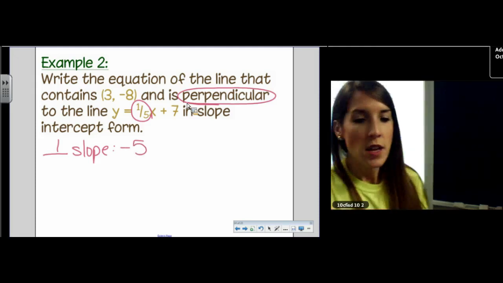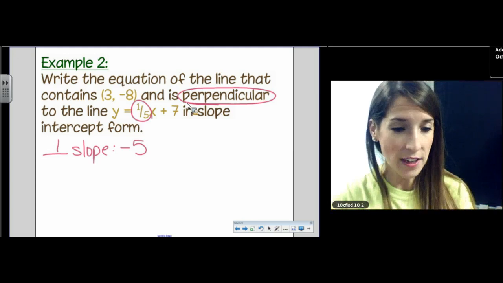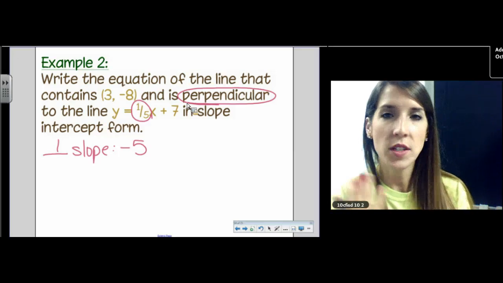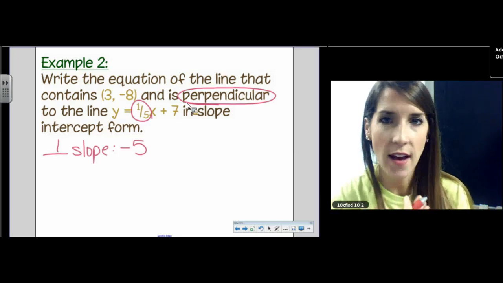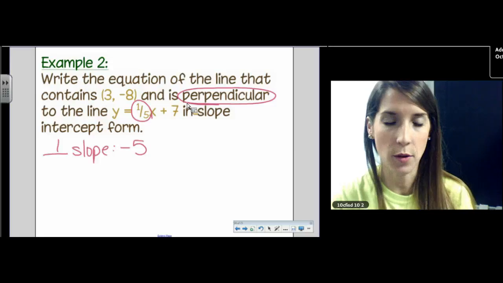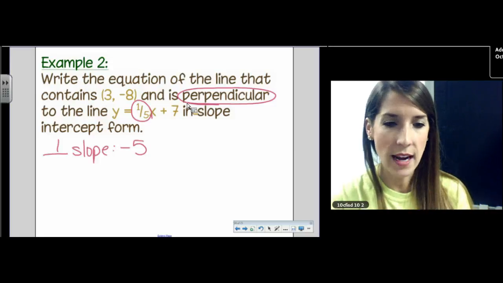-5, right? Not x. Don't put an x. I'm glad you did that because students do that all the time. The slope is -5. The slope is not -5x. X is never part of the slope. Okay, so the slope is -5.